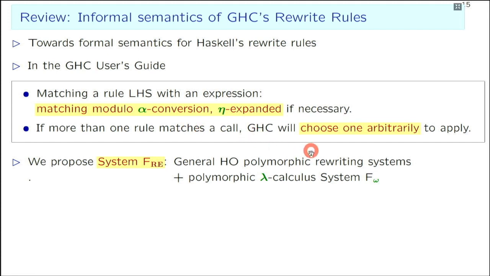So this means that this is almost the same as a non-higher-order rewriting system, but in this case it must be polymorphic. Which also means that the polymorphic part should be considered a polymorphic lambda calculus. So we propose a new system FRE, an extension of F omega with a general higher-order rewriting system.